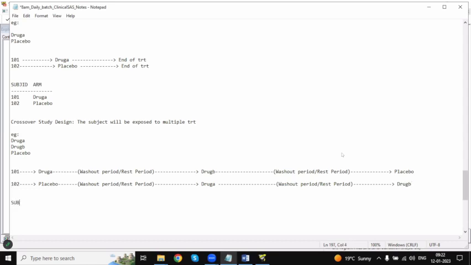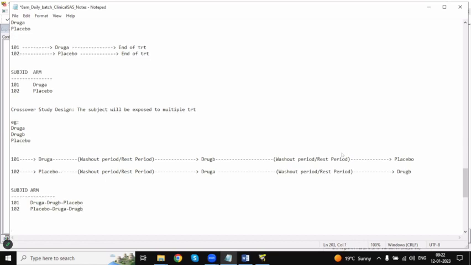How will this information be captured at the data set level? Subject 101 is exposed to drug A, drug B, and placebo. Subject 102 is taking placebo, drug A, and drug B. Here, one subject is taking multiple drugs.